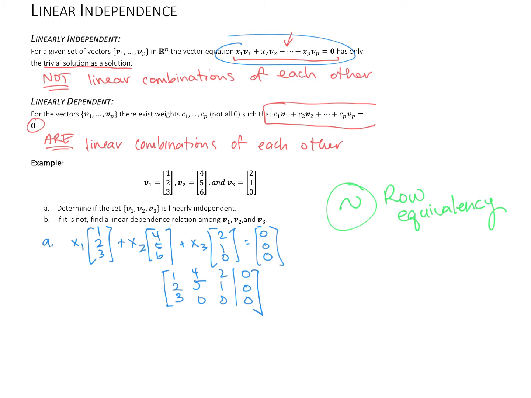That's all that means. So if I think about doing my elementary row operation, I'm going to do two operations at once.